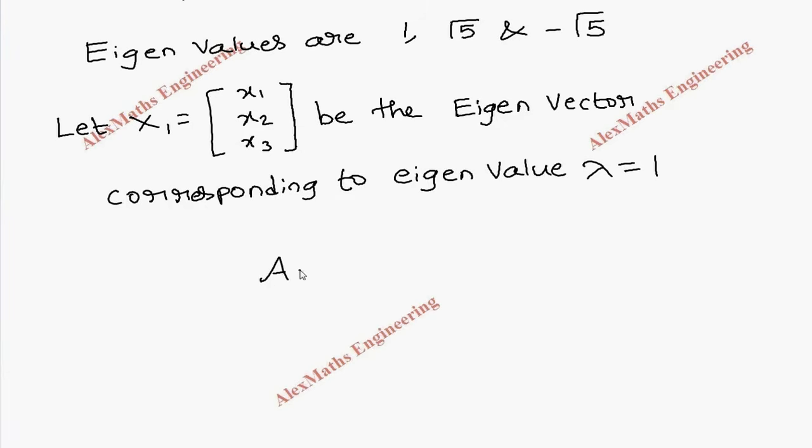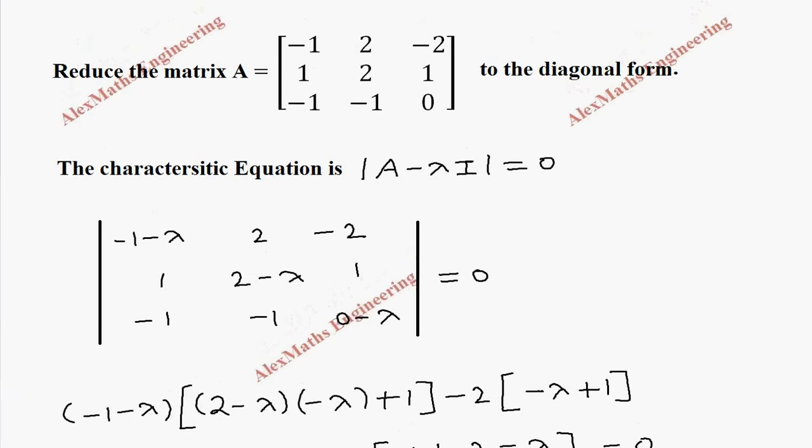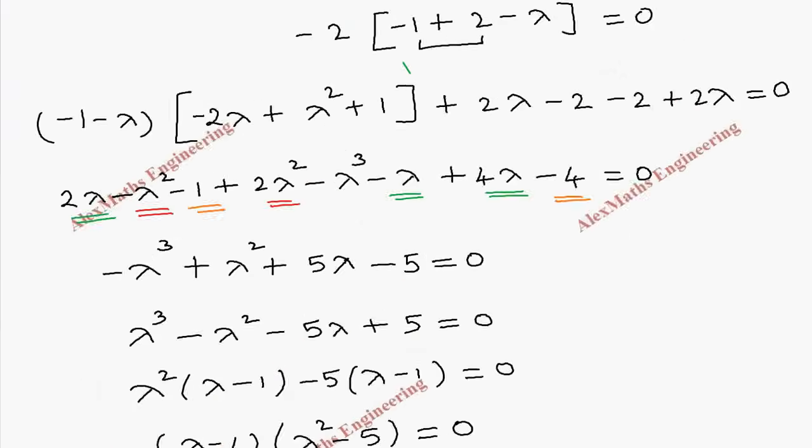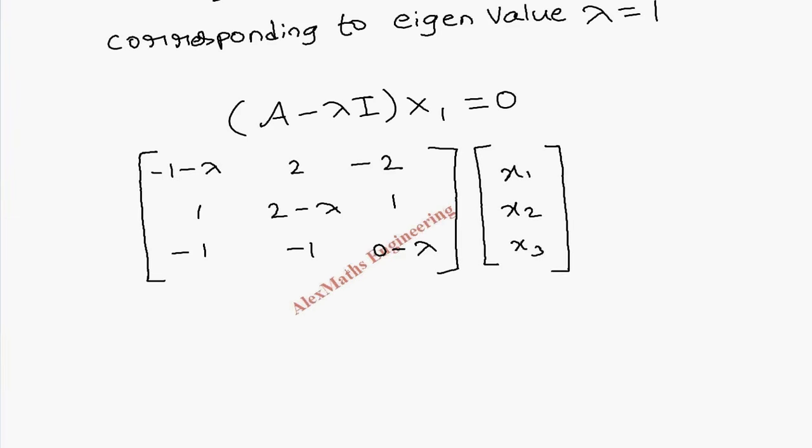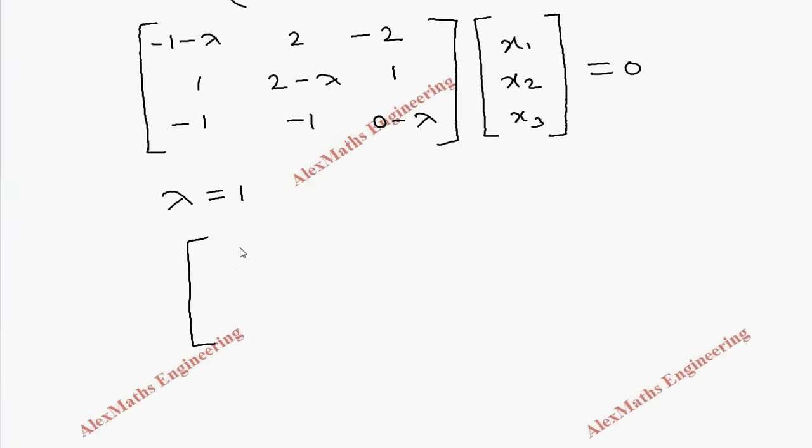Now we have to write A minus lambda I matrix into X1 equal to 0. Now A minus lambda I we have to take from this, but we have to write it here in the matrix form. So we have copied the elements and we have to put a matrix into X1. X1 is x1, x2, x3 and equal to 0. Now we have to substitute the value of lambda as 1. So the first element will be minus 1, minus 1, so minus 2, then 2, then minus 2.